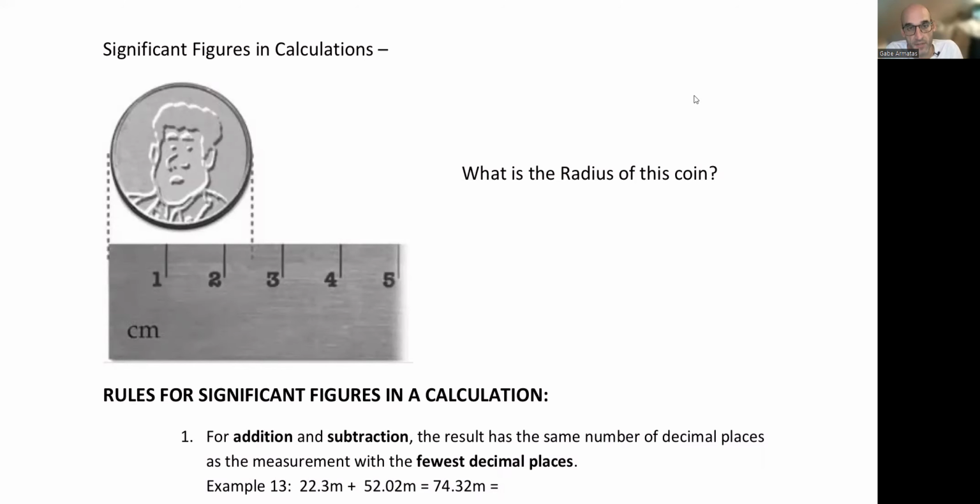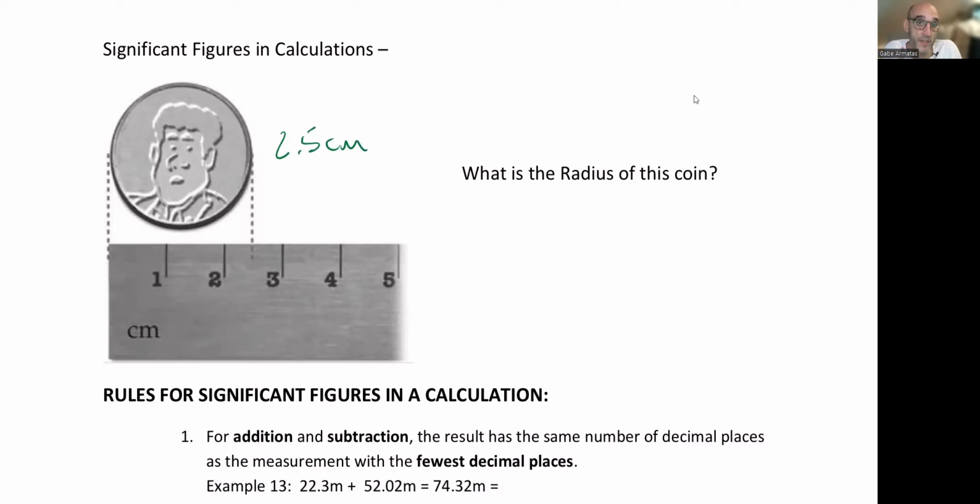Let's take a look at significant figures in calculations. A significant figure basically just says, when you're making a measurement, which number is important and which number is not important. So if we measure the distance of this coin, we say, okay, this is 2.5 centimeters. The 2, absolutely. The 0.5 is my guess.